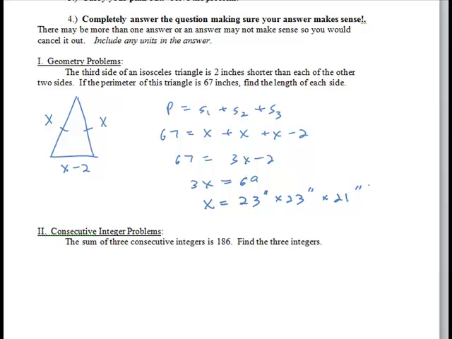We have 2 equal sides. We have the third side 2 inches shorter. And the perimeter of a triangle, 23 by 23 by 21, would be 67 inches. So everything checks out, so we should be pretty confident we have this problem correct.